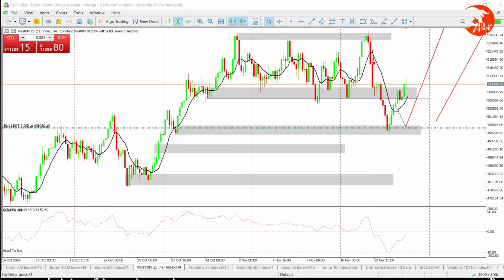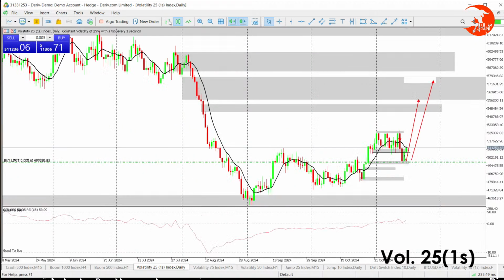So Vol 25 1S, Volatility 25 1S. Let's check what is happening. Alright, price hasn't come back yet to the level I wanted to make my buys from. This is H4, daily.